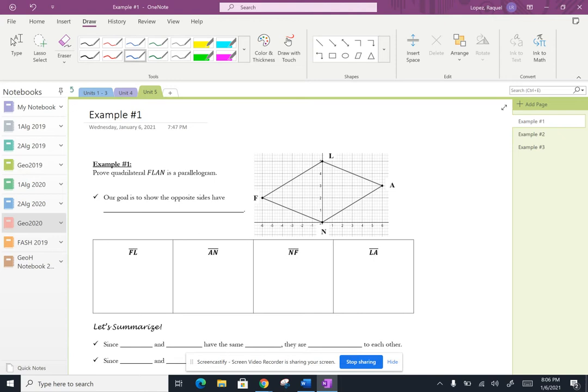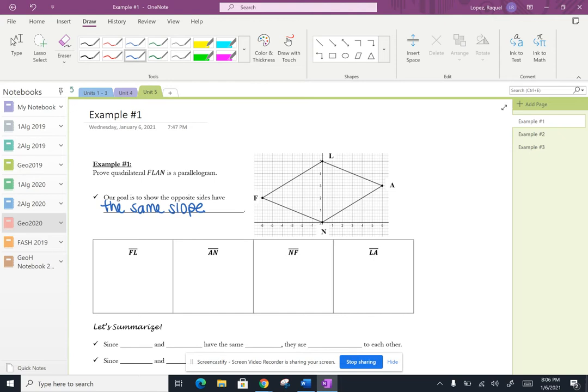In order to show that a quadrilateral is a parallelogram, we have to prove that one of the 5 properties is true. So in this one, our goal is to show that the opposite sides have the same slope, because if 2 lines have the same slope, then they are parallel. So if we can prove that the opposite sides are parallel, we can prove that it's a parallelogram. So let's go ahead and get started.